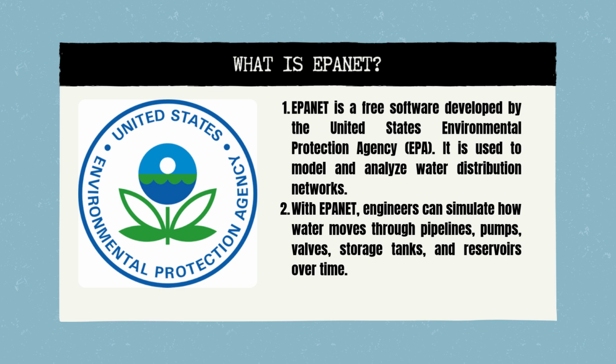What is EPANET? EPANET is a free software developed by the United States Environmental Protection Agency, EPA. It is used to model and analyze water distribution networks. With EPANET, engineers can simulate how water moves through pipelines, pumps, valves, storage tanks, and reservoirs over time.